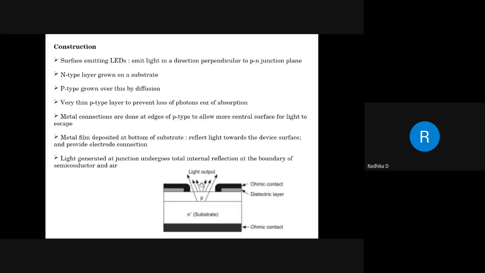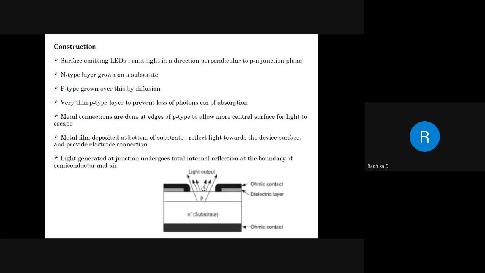Okay. And one more thing I'll tell you. I have written it here. This entire thing is a material, right? And outside is another medium, it's air, correct? So the light being produced has to go out from the material. That means there is a change in the medium, and it undergoes total internal reflection.